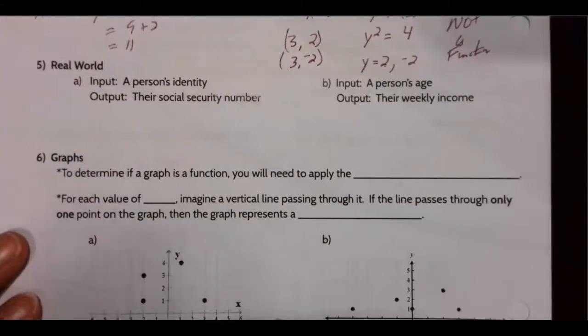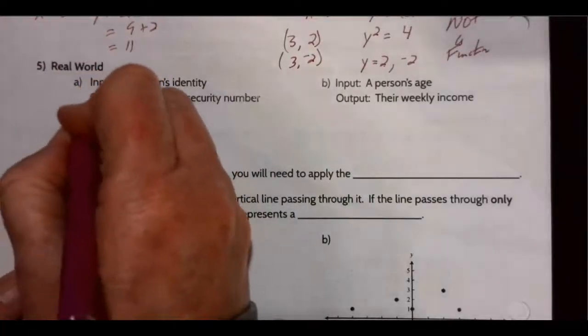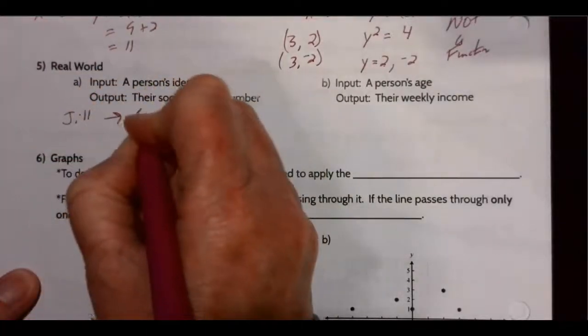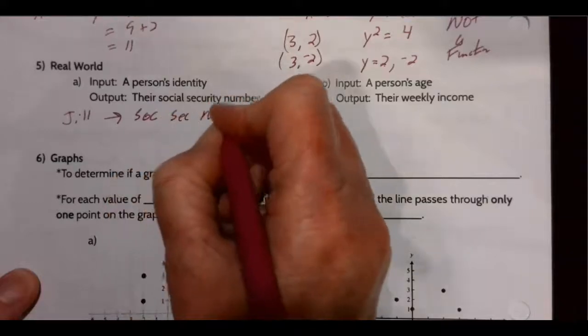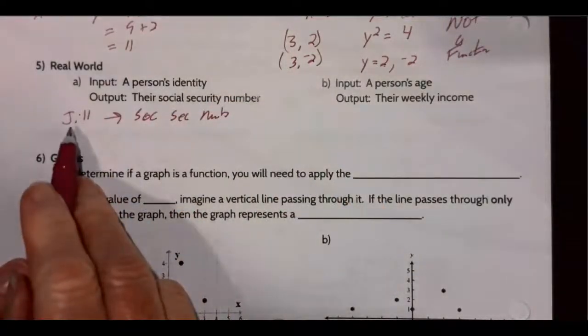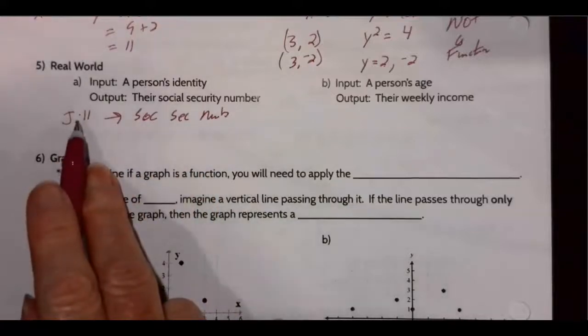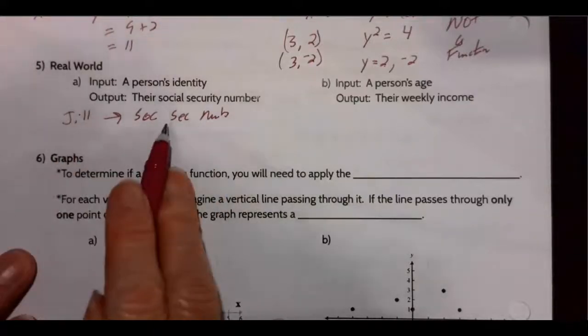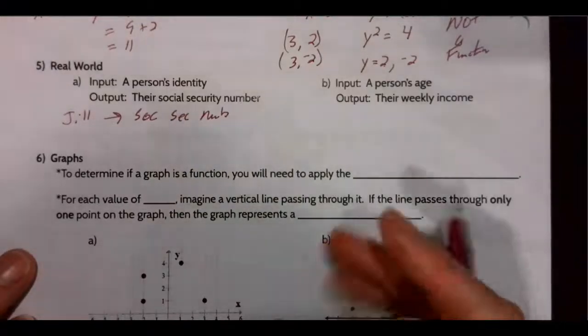Hey, let's look at real world. So a person's identity. So if I plug in Jill, I can only get my social security number. If I get somebody else, that means that I am a fraud because that social security number is just to me. So as long as everything's going well, hey, there's only one social security number. If somebody else has mine, not a good thing.